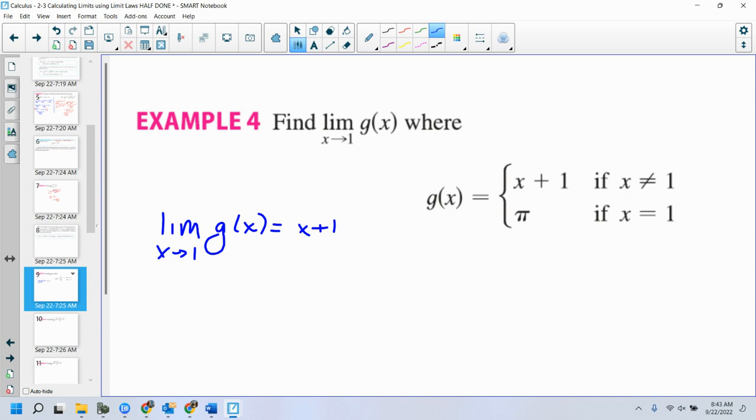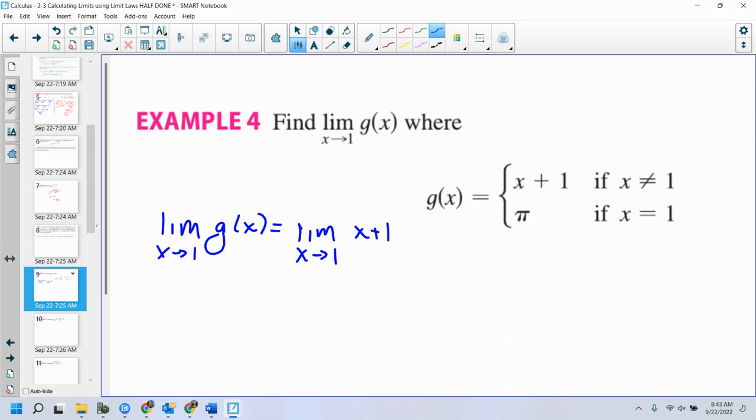I cannot do direct substitution here, because if I were to try to do direct substitution, it would give me pi, right? But it's going to act like x plus 1 around that value. At 0.9, it's going to be x plus 1. At 1.1, it's going to be x plus 1. So we can say that the limit as x goes to 1 of g of x is going to act like, and I should be a little bit more specific and say, the limit as x goes to 1 of x plus 1.